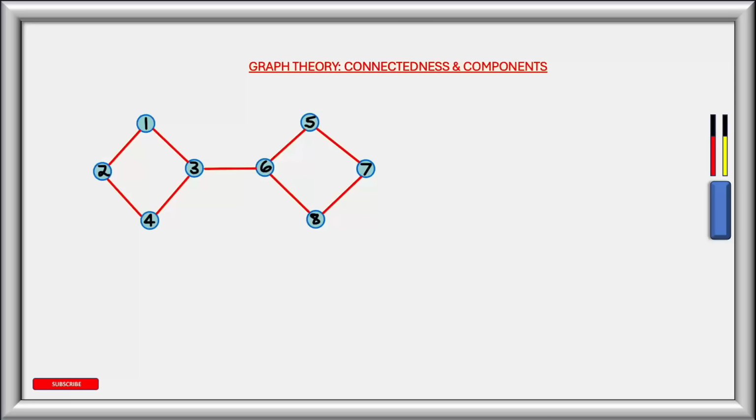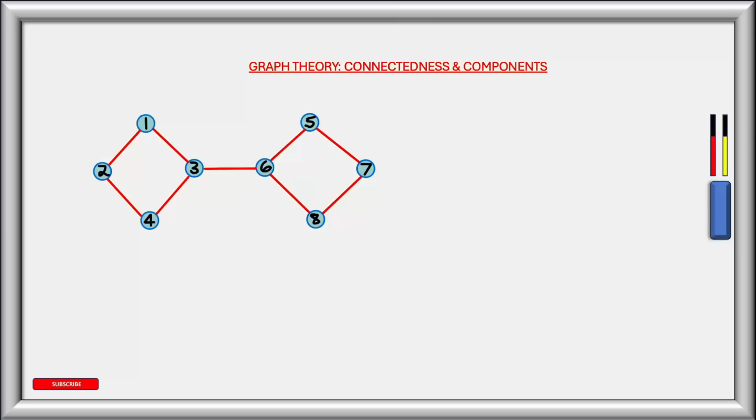So to find the bridge, we're looking for an edge that, if removed, increases the number of components. So effectively makes this connected graph a disconnected graph. So if we look at the edge that connects vertex 3 and vertex 6 and remove it, we now have a disconnected graph with 2 components. So this is the bridge or cut edge of this particular graph.